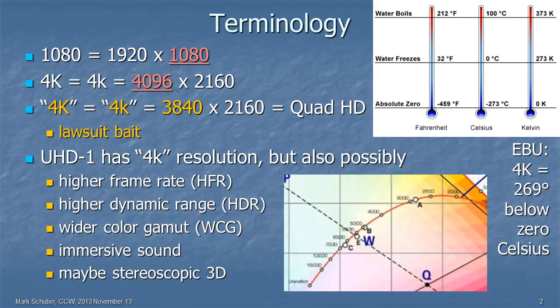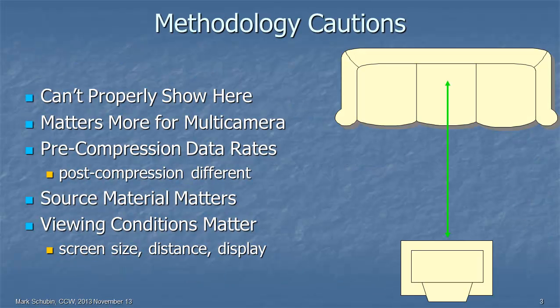By the way, I'd like to point out that the European Broadcasting Union says that the only meaning of 4K is 269 degrees Celsius below zero, because absolute zero is 0K. And we do use that terminology when we talk about 6500K or 3200K in terms of color temperature, and that's the locus of color temperatures that you see over here. Black body radiation.